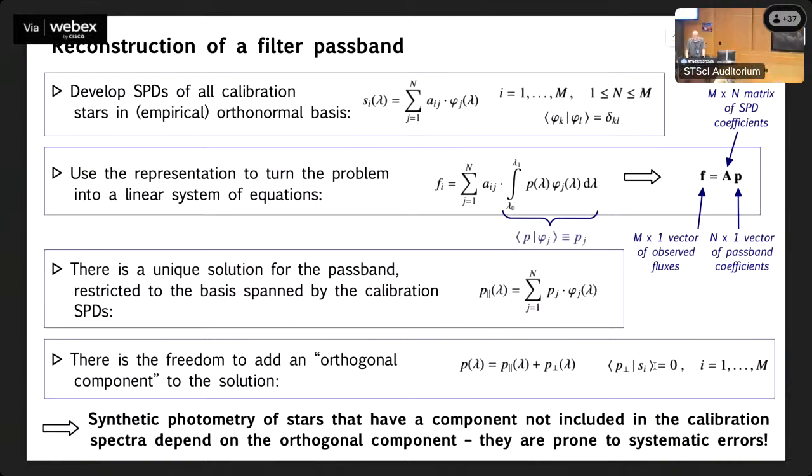And well, it sounds like a mathematical detail, but this is actually of quite significance in practice, because what happens if you now do synthetic photometry with a source which is not fully described by the basis functions we have in our calibration sources, but has some other component orthogonal, then it will depend on this orthogonal component of the passband that we add, which we cannot constrain from our calibration sources, but we just have to guess in some way. And this might make, in this case, synthetic photometry very prone to systematic errors.